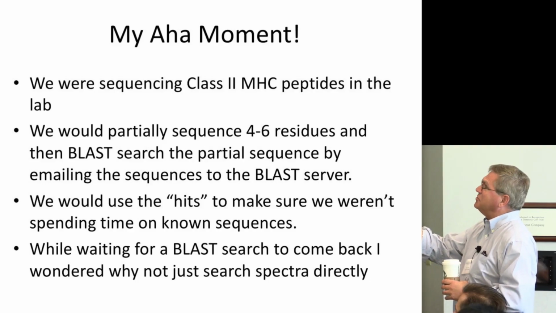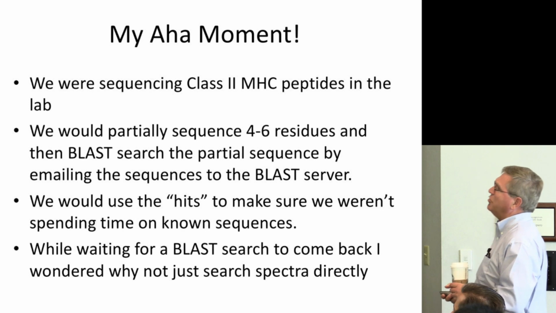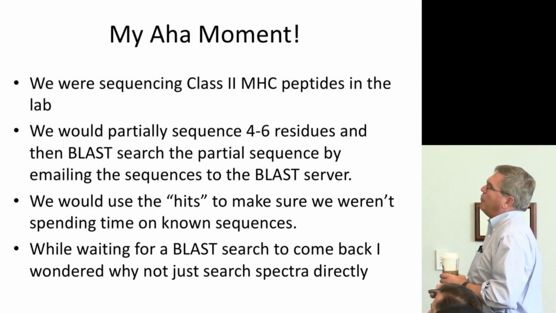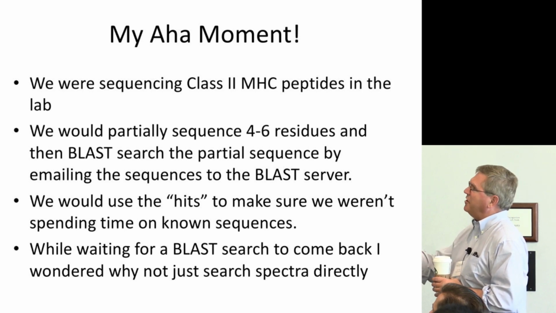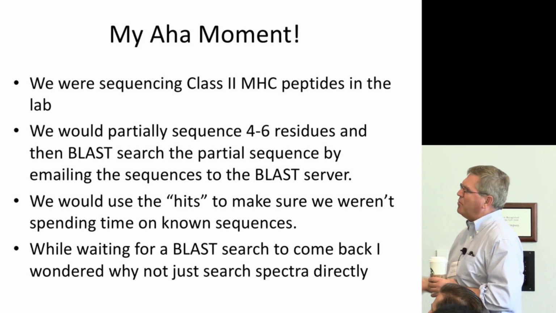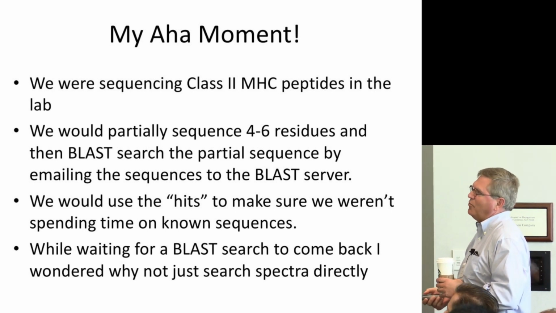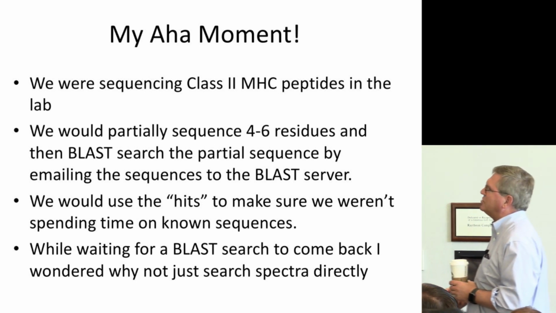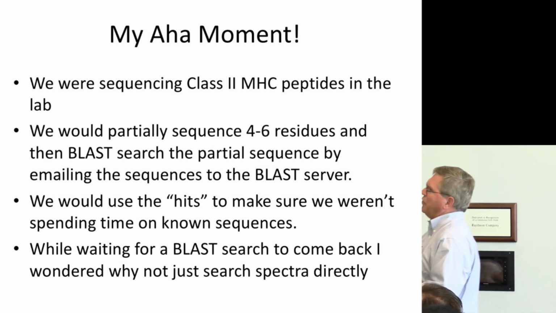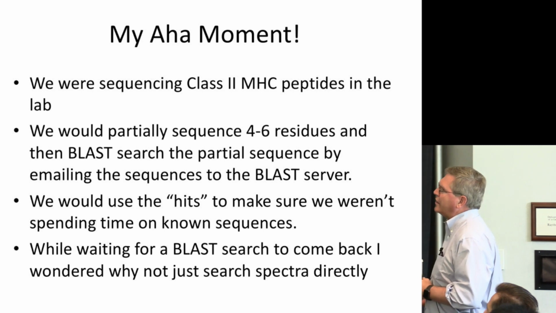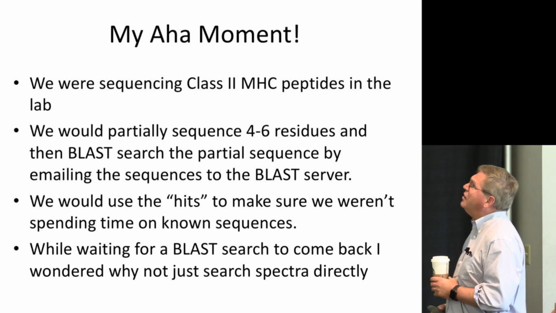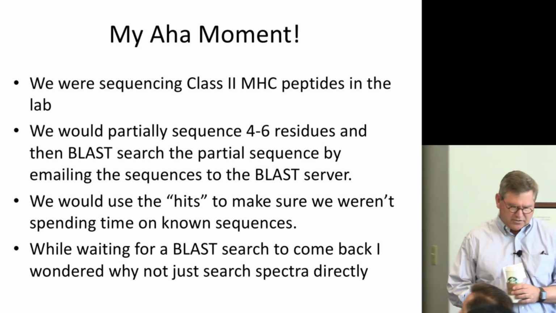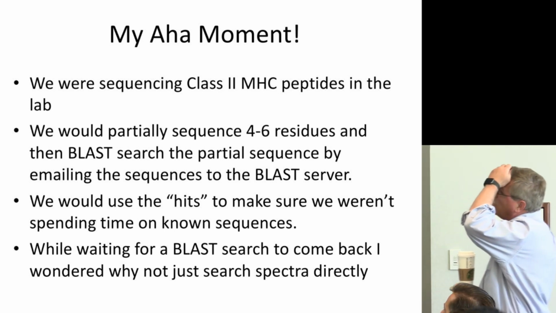And so in the lab, we were sequencing class 2 MHC peptides in collaboration with an immunology lab. We would partially sequence about 4 to 6 residues, then we would BLAST search the partial sequence by emailing the sequences to the BLAST server. We would use the hits to make sure we weren't spending time on known sequences. And while sitting there waiting for an email to come back for the BLAST search, I started wondering why not just search the spectra directly against the sequence databases. That was sort of my aha moment. So there were 3 problems to get to a solution for this. The first was data access.